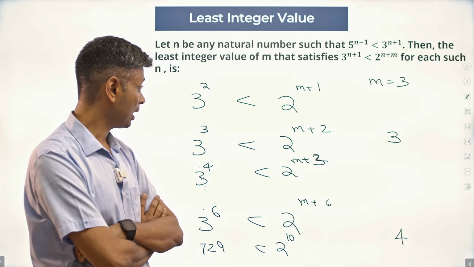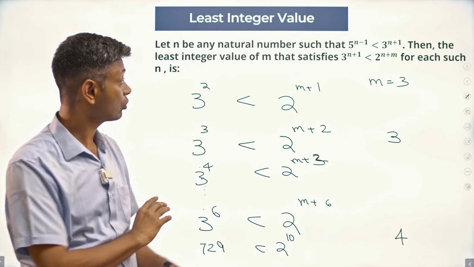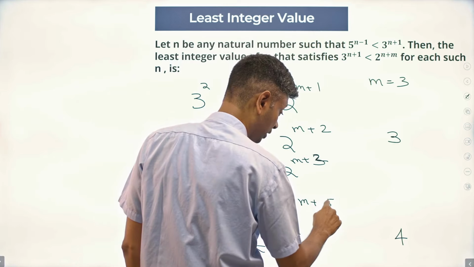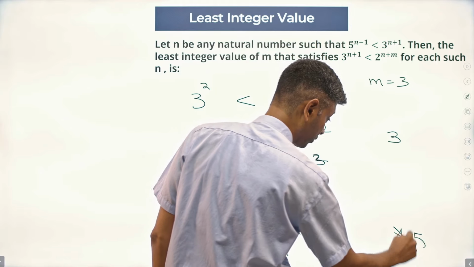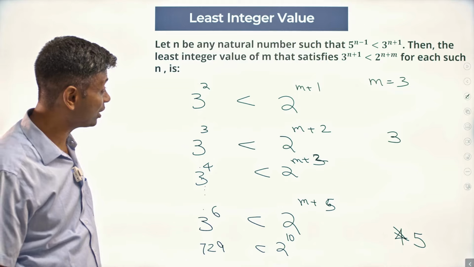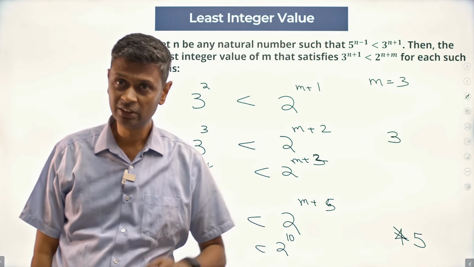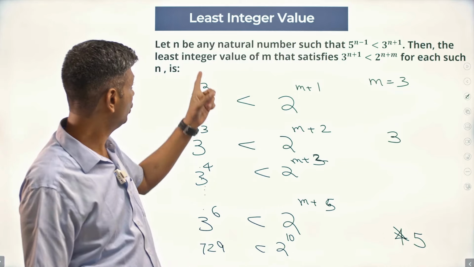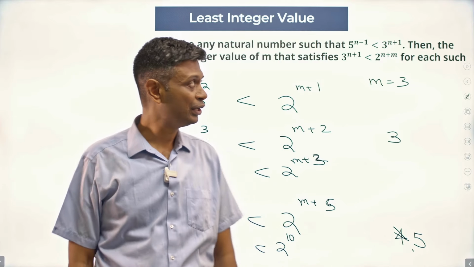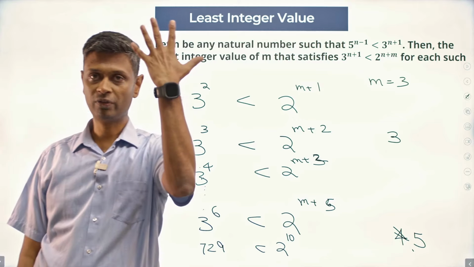This is n plus m, m is 5, it should be m plus 5, it's not 4, m is 5. Sorry about that. So the value of m that satisfies this for all such n is the smallest possible value for everything should be at least 5. The answer, the least value m can take is 5.